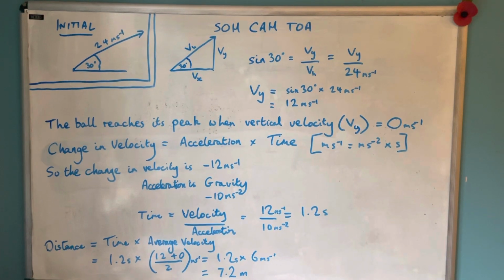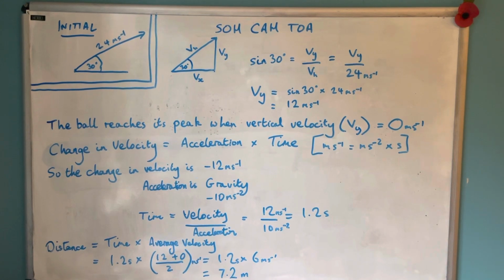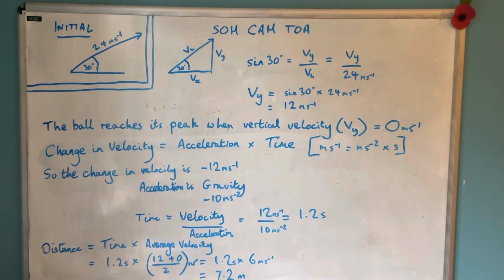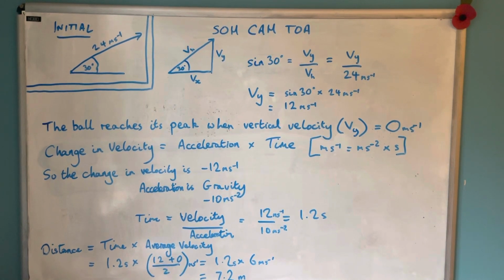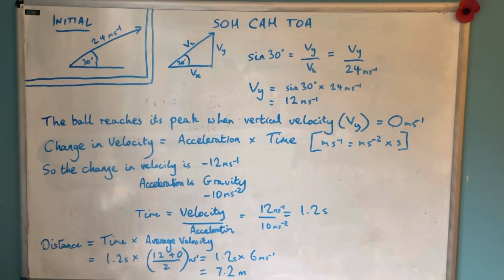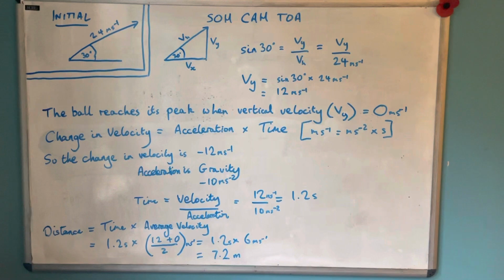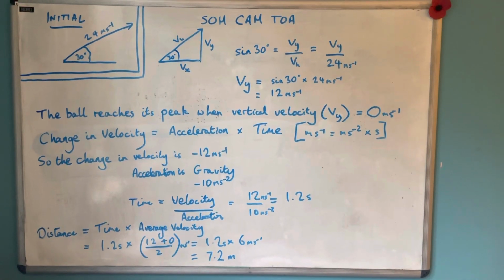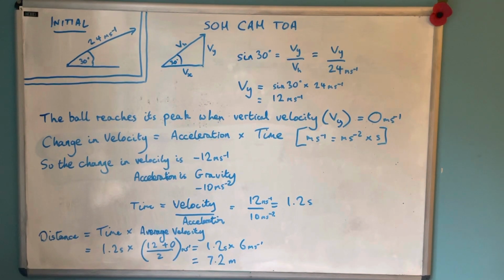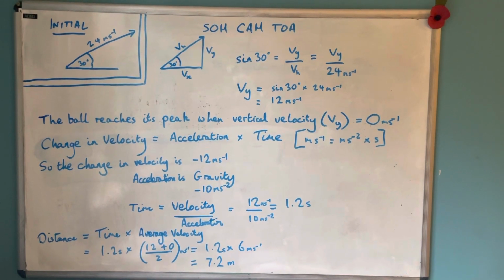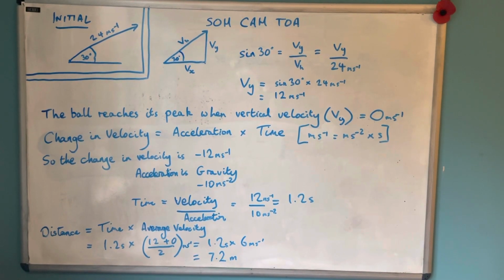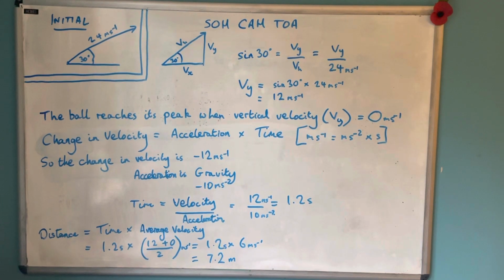The vertical velocity, you use SOH, so the sine of 30 is the opposite over the hypotenuse, and that gives us a vertical velocity of 12 meters per second. Okay, and what we're interested in is when the vertical velocity reaches 0. So that's the point where it stopped going up and is just about to start coming back down again. That's obviously the highest point that it's going to reach. And so we're looking for how to get that vertical velocity to 0.